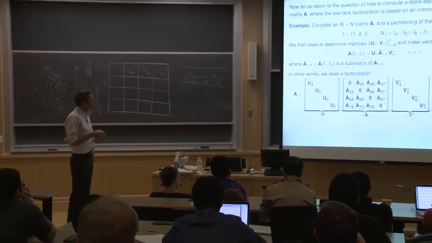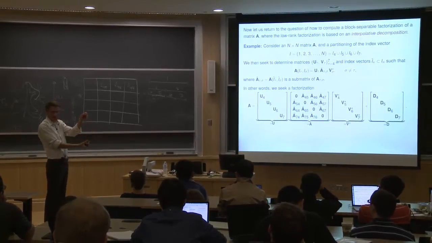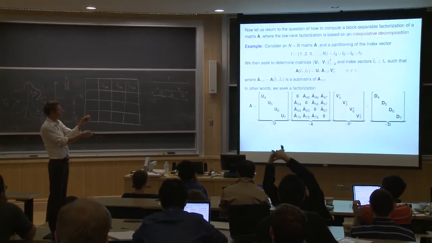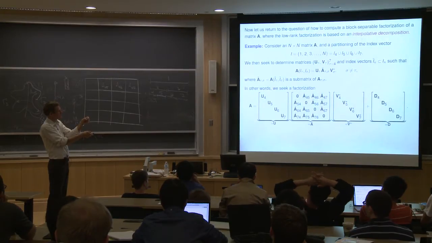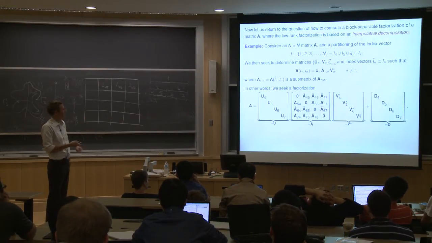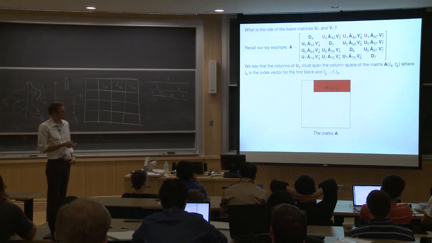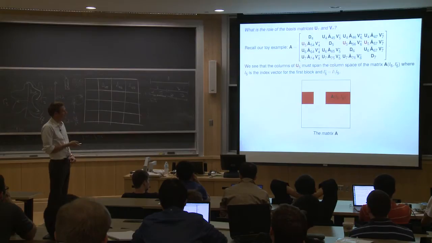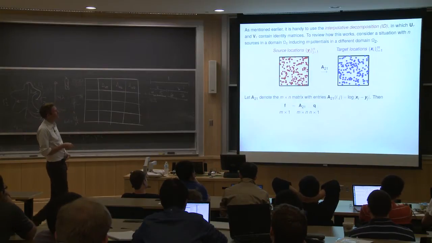Right, so what are these? The matrix U4 is a tall, thin matrix. Its function is to span the columns of the off-diagonal blocks in the first row, like this. This is just a repeat from an earlier slide, and the same thing applies as you go down. So how do we compute them? We're going to use the interpolative decomposition.